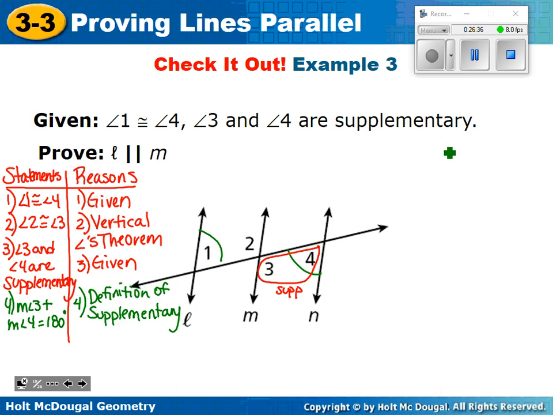Do you guys see that 2 is the same as 3? So where we have 3, we could put 2. And 1 is the same as 4, so where we have 4, we could put 1. But we can't take something that's congruent and substitute it into something that's equal because it's the substitution property of equality, right? So what do we need to do? Make angle 1 equals angle 4. And?